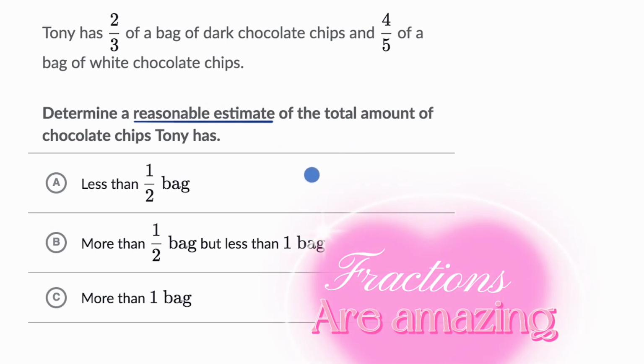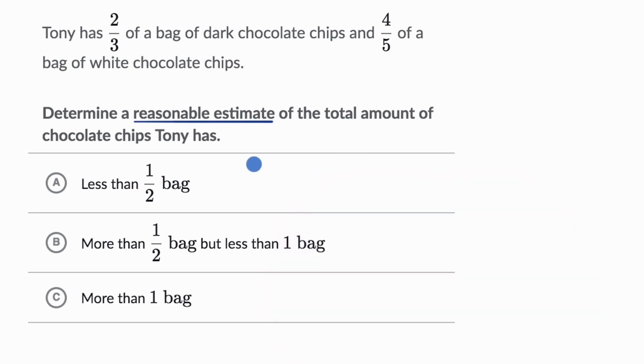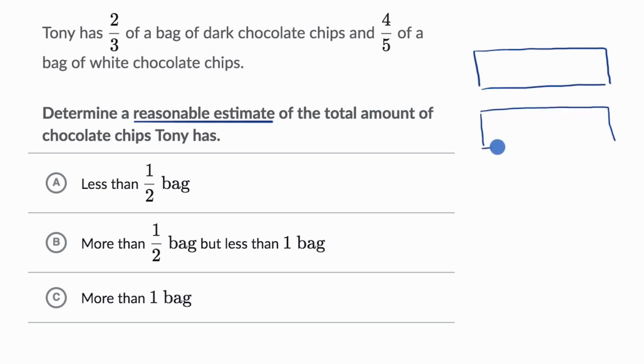Alright, now let's work on this together. In the future, we will learn how to actually add something like 2/3 to 4/5, but for the sake of this exercise, we just want to get good at estimating. And one way to estimate is to try to visualize. So this is a whole right over here, and this is another whole right over there. I'm trying to make them the same size.